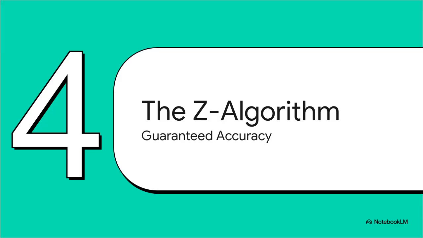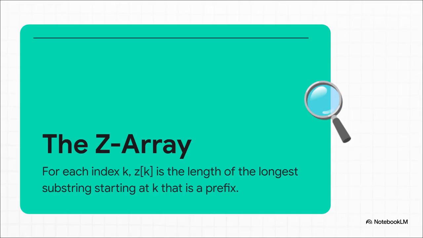Okay, so that's hashing. Now let's pivot to a completely different way of thinking with our second tool, the Z algorithm. If hashing is all about speed and probability, the Z algorithm is all about precision and certainty. There's no chance involved here. It's a deterministic method that is guaranteed to give you the right answer every single time, and it also runs in linear time.